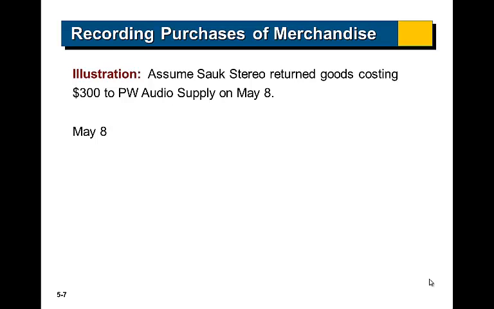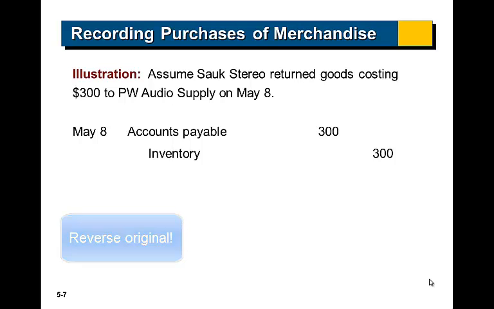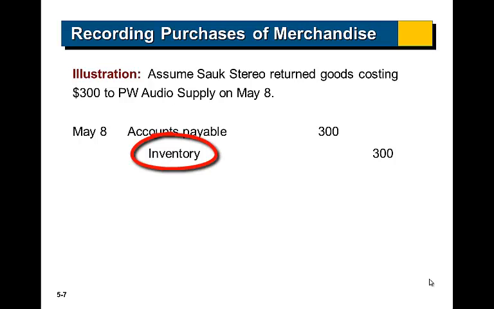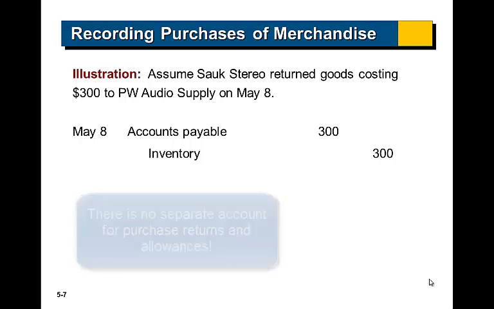Assume that SOC Stereo returned goods costing $300 to PW Audio Supply on May the 8th. The entry that we prepare is simply a reversal of our original entry to record the purchase. We debit accounts payable because SOC will never owe that $300 to PW, and therefore we need to reduce accounts payable. Please note that we directly credit or reduce inventory. There is no separate account for purchase returns and allowances.